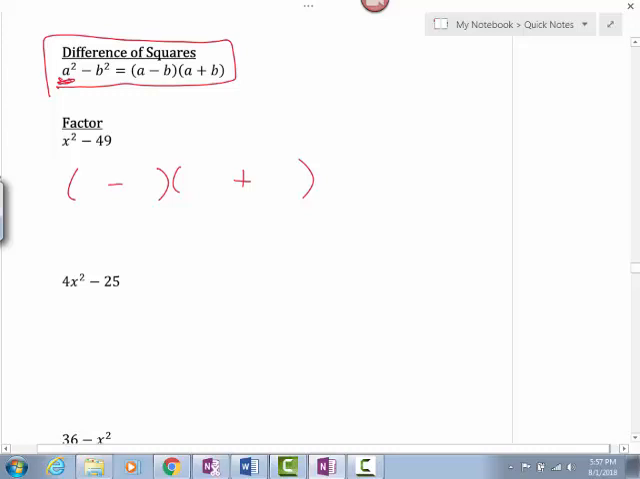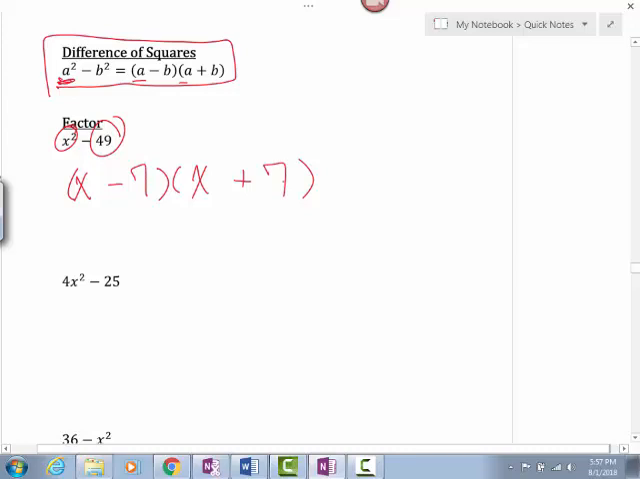So the first part here has a square, but over here it's just a and a, right? So I'm going to look at this part here, x squared. Well, that's got to be x and that's got to be x, because x times x would give me x squared. Second number is 49. So what number, when I square it, gives me 49? Or what's the square root of 49?